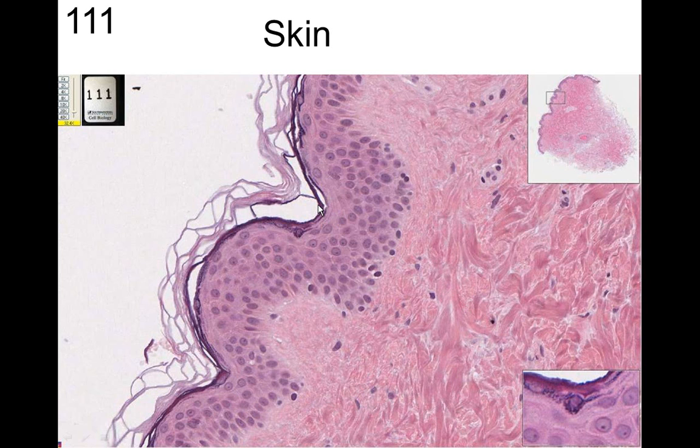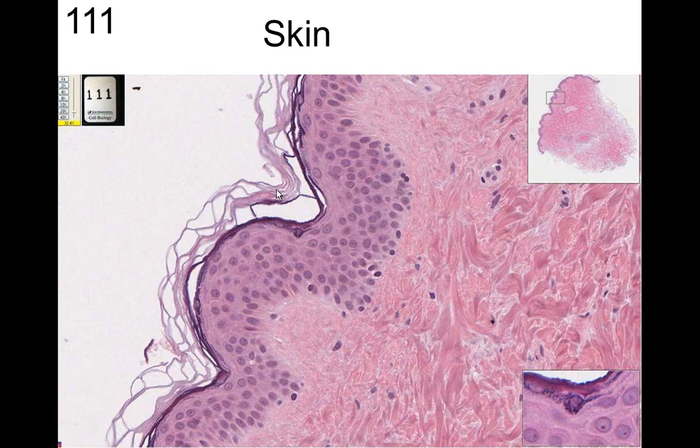Stratified squamous epithelium with the different layers: the germinal layer here, spinosum in through there, and then ultimately the stratum corneum at the very top. And right in through there you have stratum granulosum. So stratum basale, stratum spinosum, stratum granulosum, and stratum corneum are the different layers that we would have.